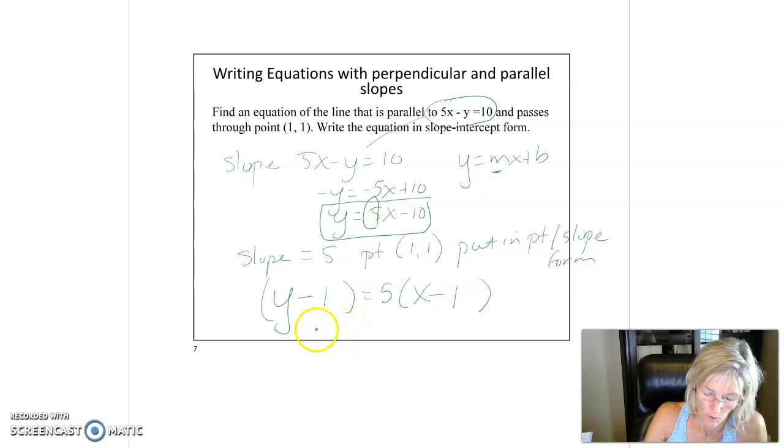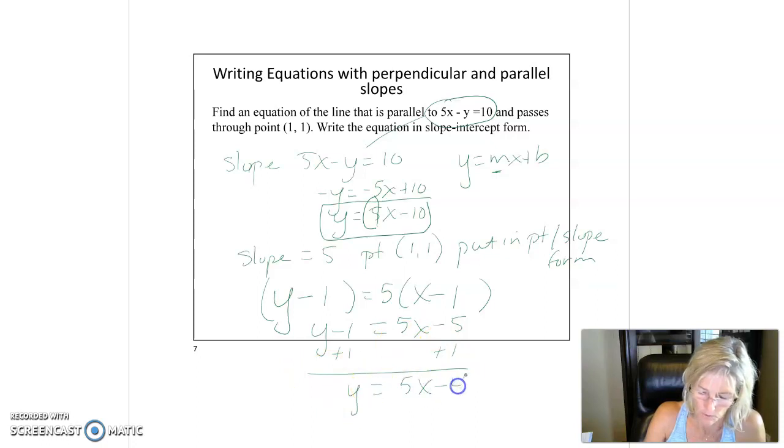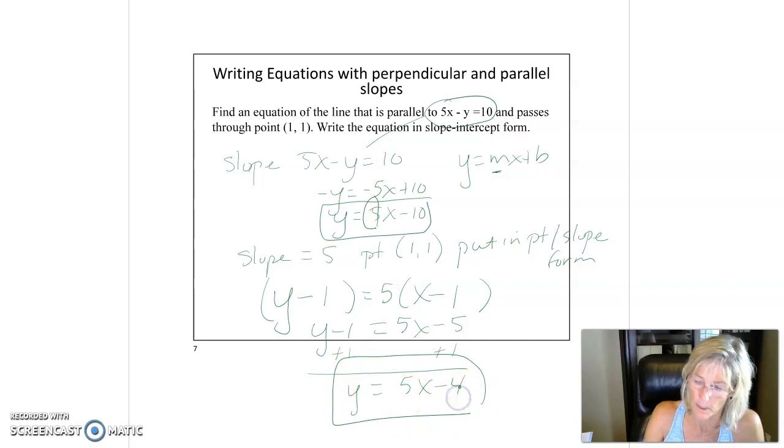So let's solve for y. y minus 1 equals 5 times x minus 1. 5 times -1 is -5. Add 1 to both sides. I get y equals 5x minus 4. So did I make another line that was parallel to this one? Yep, they have the same slope. But this one, you can see, goes through a different y-intercept. This one goes through -10. This one goes through -4. So on the graph, they would be parallel.